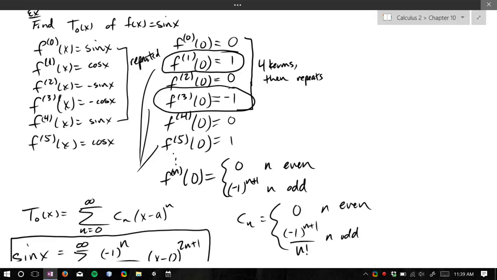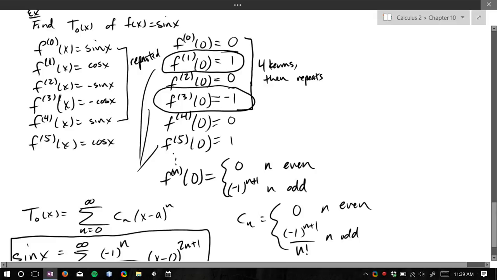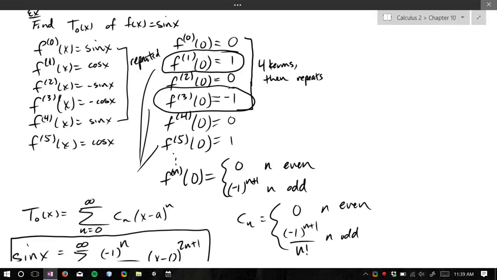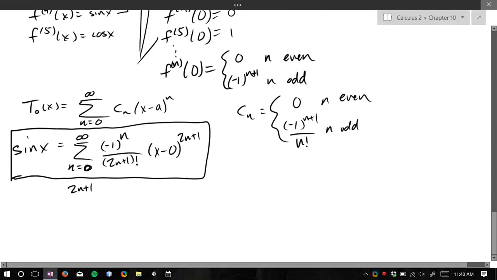So I recommend you do this for cosine. And you'll see something similar. It'll be different, but it'll be similar. You'll have to do something really similar where half of them will be 0. And you have to figure out, all right, is it the even or the odds that are 0? Once I know that, then how do I write out either the even or the odd powers? So if I had to do evens, what would be a good thing instead of 2n plus 1? What would I do for evens? Just 2n.